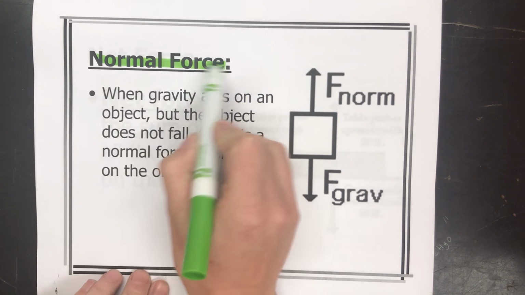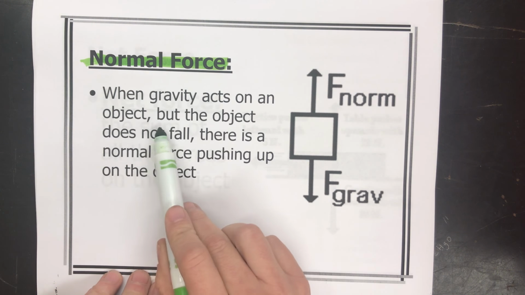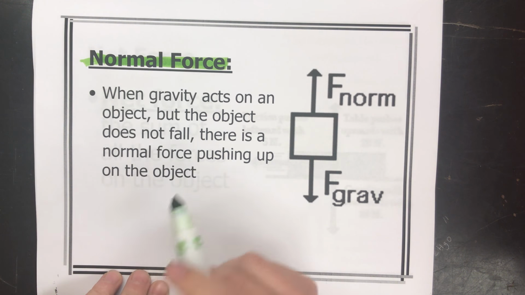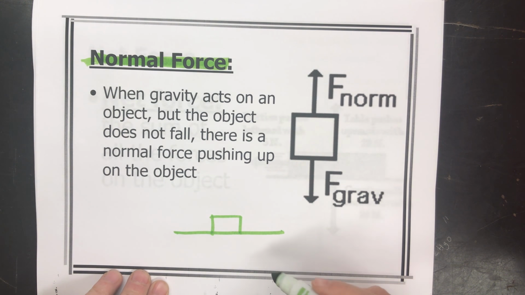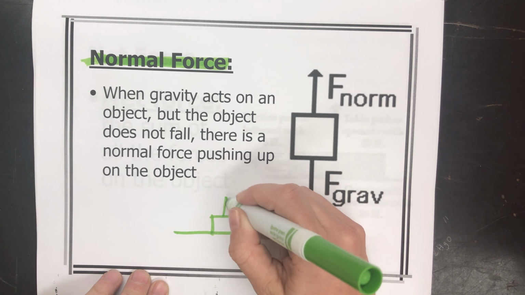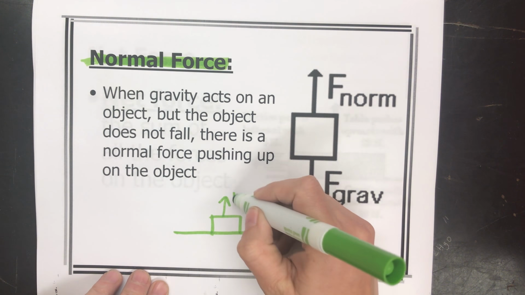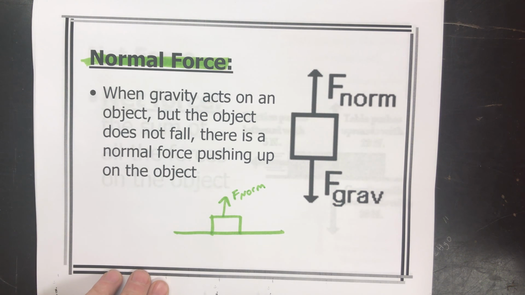Normal force is when gravity acts on an object, but the object does not fall. There is a normal force pushing up on the object. So for example, again, if you have a box on a table, since the table is not falling apart, that means that this table is putting a force on this box itself to hold the actual box up. It's stopping the box from falling down. So this is called your F normal. Anytime an object is sitting on a surface, there is a normal force.